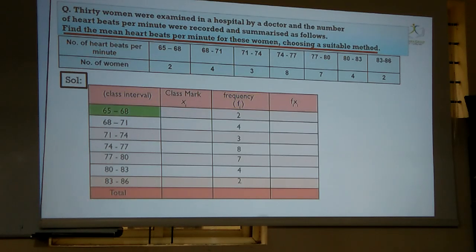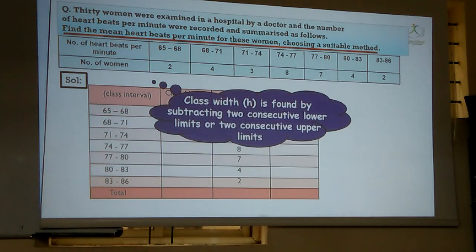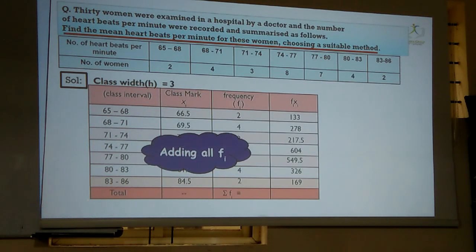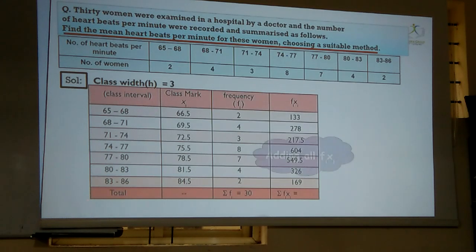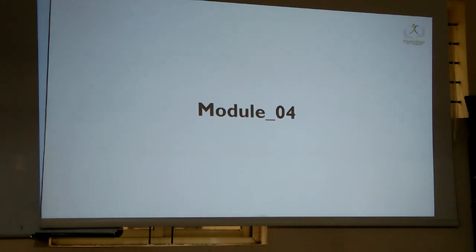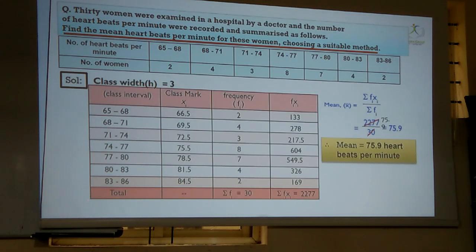Write the class intervals, frequencies, class marks, and using class marks you will find out Fi Xi. After finding out Fi Xi, what you will get? Sigma Fi Xi divided by sigma Fi, which gives you the mean. Same method for everything. So 75.9 is the heartbeat per minute, and what is the suitable method which you have used over here? This is a direct method.